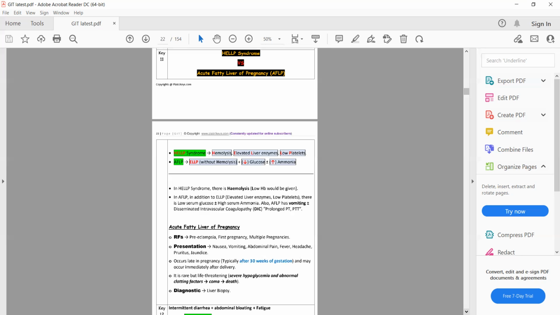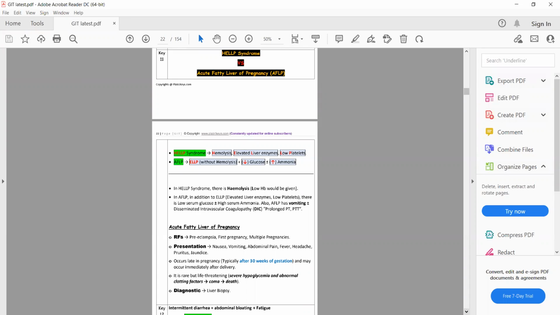Okay, now case number 12 is intermittent diarrhea plus abdominal bloating plus fatigue. What is your diagnosis? Celiac disease. Yes, intermittent diarrhea and bloating are features of celiac disease.